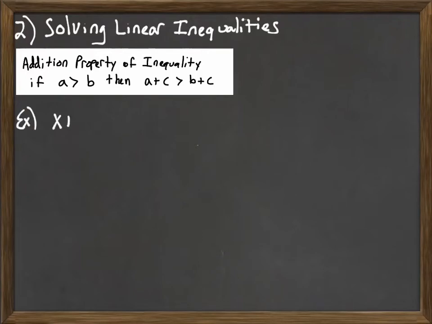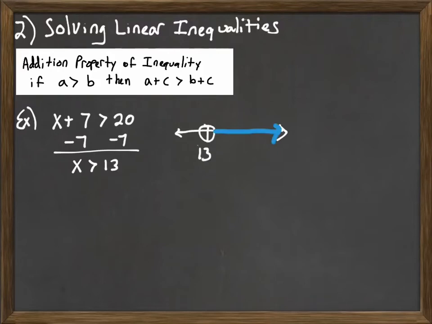So let's consider an example here. Consider the inequality x plus 7 greater than 20. Just like in an equation, we want to get the variable by itself. So we would subtract the 7 from both sides, and then we would get the result, x greater than 13. And then if we wanted to, we can graph that on a number line. So we can draw our number line. Since it doesn't have the bar, we put a circle around 13 and then shade everything to the right.